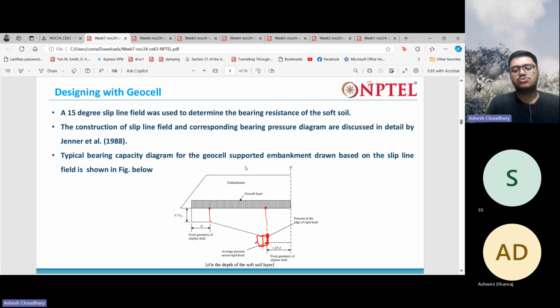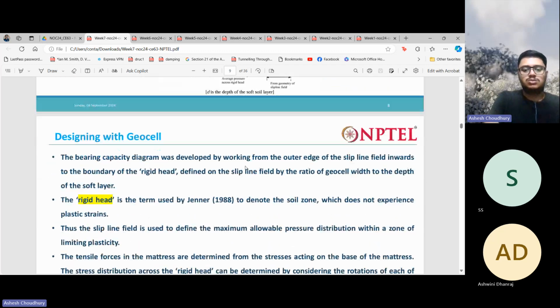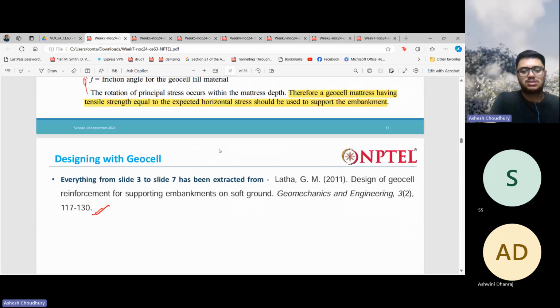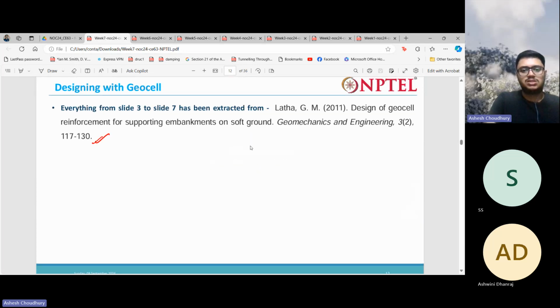You should have the basic understanding, that this method exists and with this we can actually do this thing. I am not going into detail, everything was discussed. Just go through these notes again and again. You can also go through this paper, which is very good, and everything is given in detail regarding the design of geocell reinforcement for supporting embankments and software. Everything is written very simply, in simple words, very nicely. You can have a look.